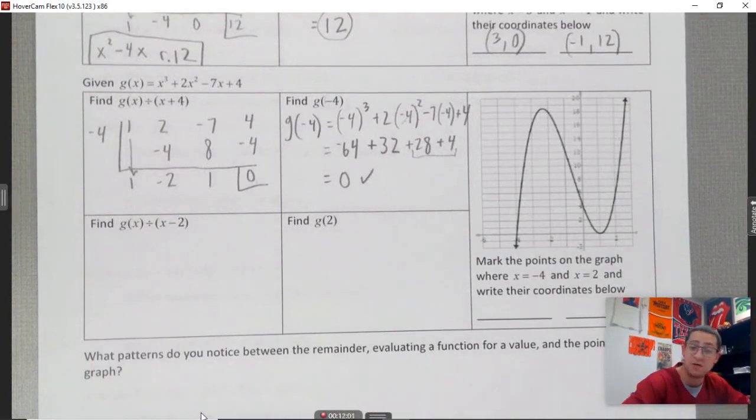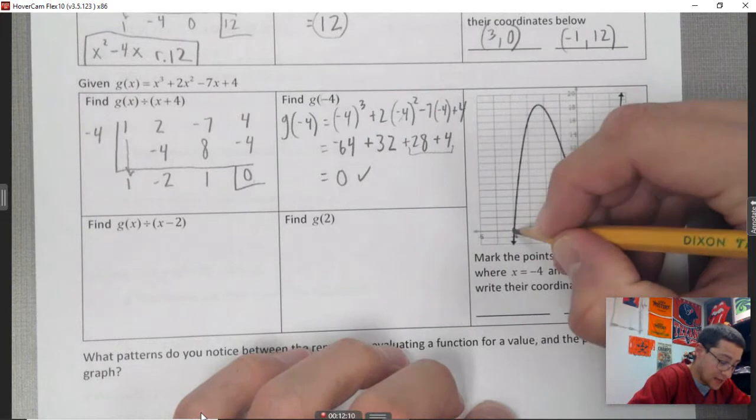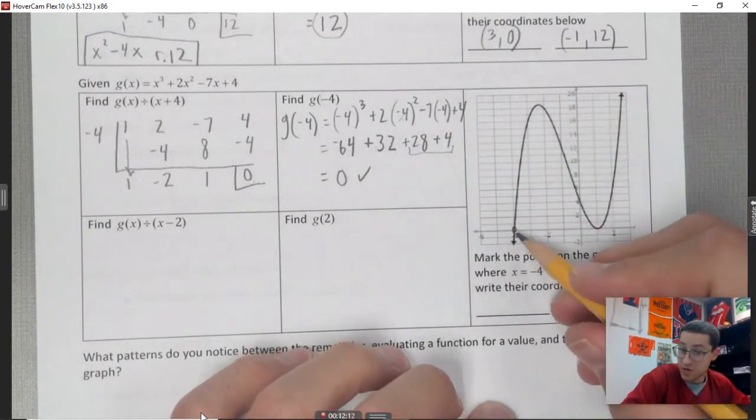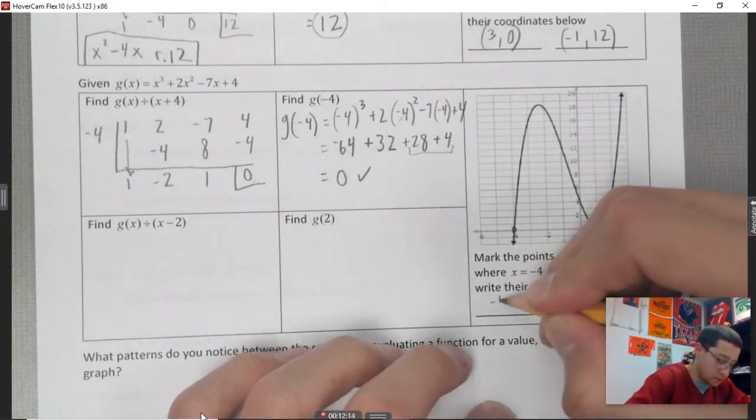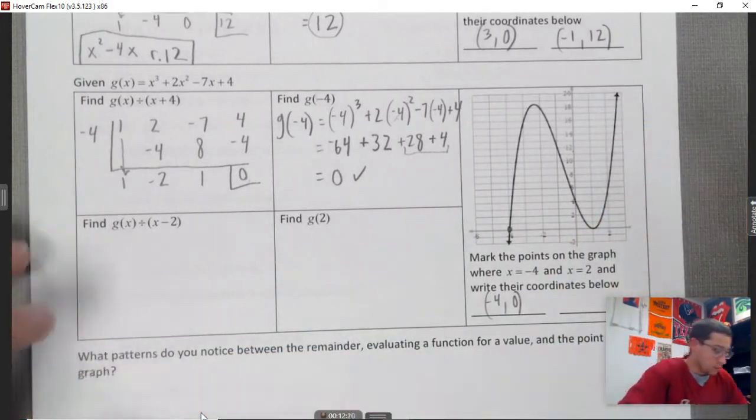So that pattern still holds this time. And what do you expect on the graph? Well, that means that the graph does intersect the x-axis at negative 4. That's what we should expect, because my y value is 0 there. So negative 4 comma 0 is a point on that graph. Okay, and we'll do it one more time.